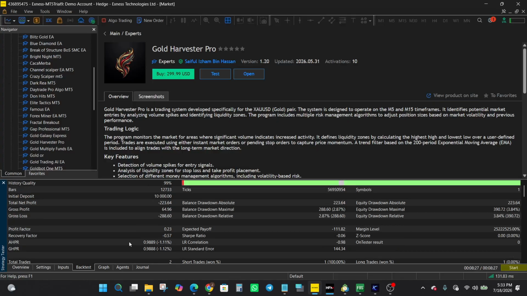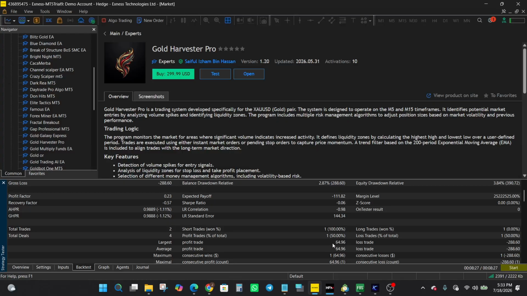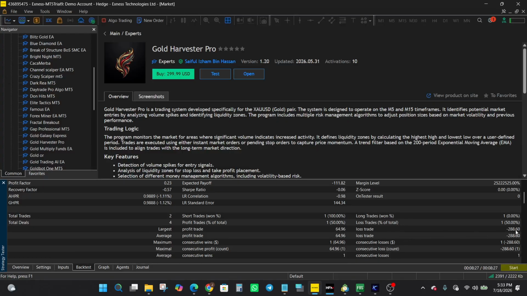So this test started with an initial deposit of $10,000, and by the end of the test period, the account showed a net loss of about $224. Now, with only 2 trades, one win of just under $65, and one loss of just under $289, there simply is not enough data here to draw meaningful conclusions about win rate, profit factor, or drawdown behavior, even though the raw numbers technically show a negative result.